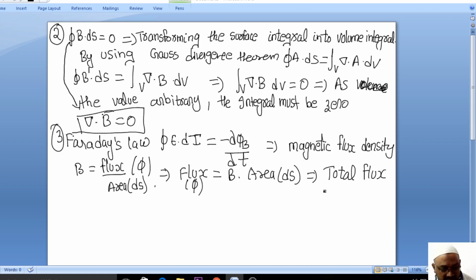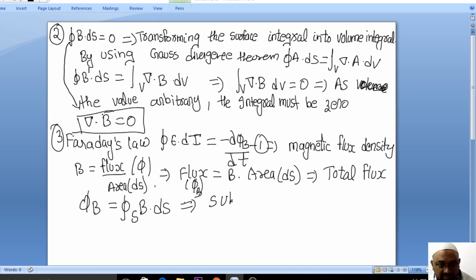So how will we write the total flux? This is phi b. The total flux phi b is equal to the surface integral of B into ds. Everybody clear with this? Total means integration will come, B into ds. Now we have the phi b value, and we'll substitute it. Consider this equation number 1.